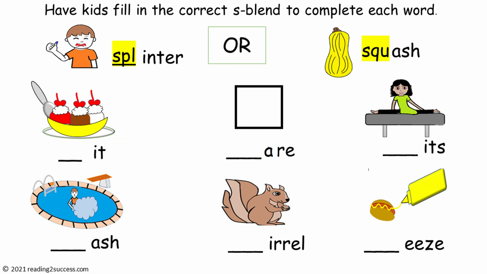The first one is going to be split, but it stands for a banana split. Then across the top we have square and then splits. She's on the bars doing the splits. Then we go down to the bottom and we have splash, squirrel, and squeeze. And this is a completed example.